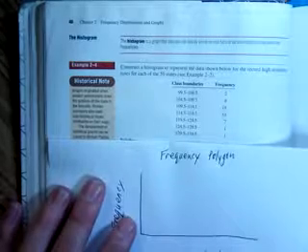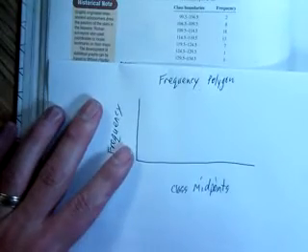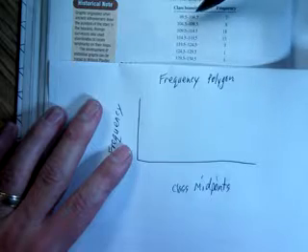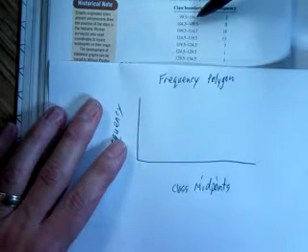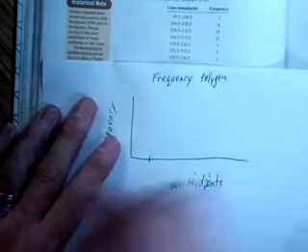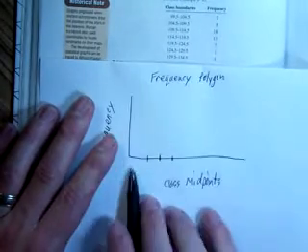So if the given information does not give you the class midpoints, you need to go find the class midpoints by adding your limits together and dividing by 2. Okay? Now, for this frequency polygon, we're going to use the same frequency distribution that we used for our histogram.